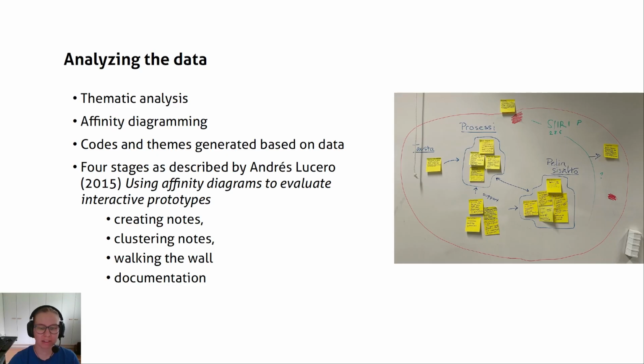To analyze the data, interviews were first transcribed, and then two authors conducted a thematic analysis using the affinity diagramming method. All recurring themes from the interviews were extracted and grouped through multiple iterations, and each group's relationship with other groups was also determined. All codes and themes were generated based on data, and this process followed the 4 stages described by Andres Lucero in using affinity diagrams to evaluate interactive prototypes. So firstly, creating nodes, then clustering nodes, then walking the wall, and finally documentation.